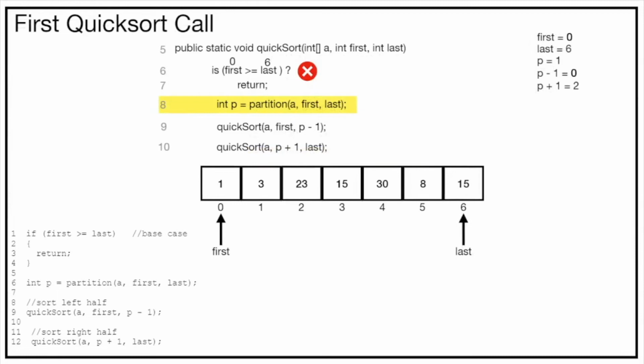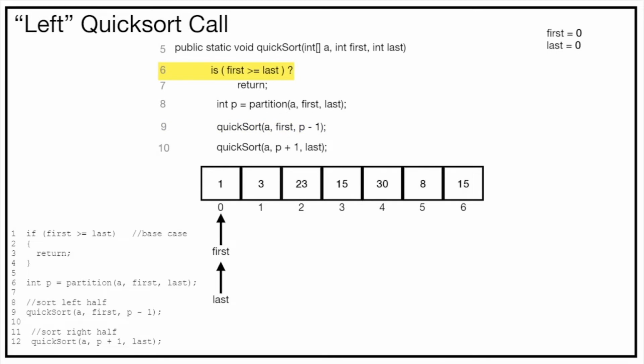Now that we return to our quicksort method, the next step in our recursive case is to call quicksort on the left half of our array. We pass the array A, int first, then p minus 1. This just means that we'll be sorting the elements up to p. For this call, we're passing first as 0 and p minus 1 as 0.